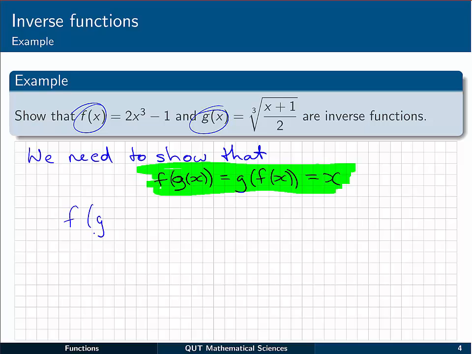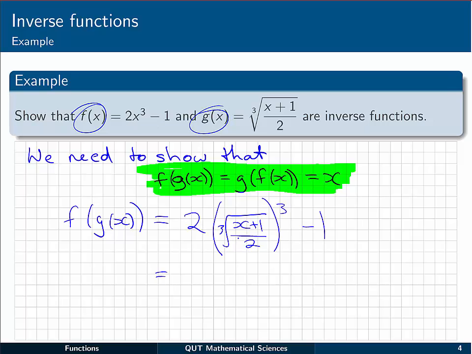First, we have f of g of x. Well, this just means the f function, but replace all of the x's with g. So we have 2 multiplied by the g of x function, which is the cube root of x plus 1 over 2, raised to the third power, and finally take away 1.